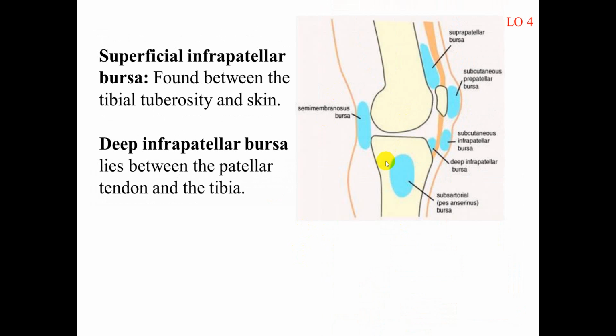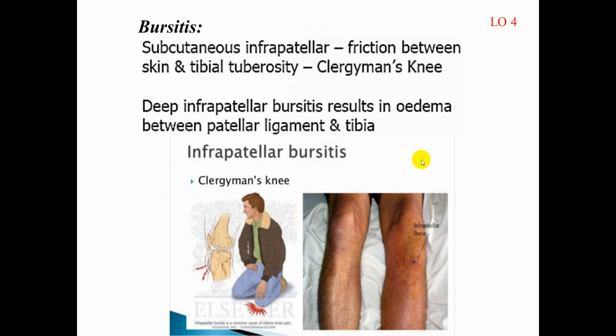The infrapatellar bursa, we have two, one superficial between the skin and the tibial tuberosity and patellar tendon, and the second one is deep between the patellar tendon and the tibia. Any one of these might be inflamed due to friction. Clergyman's knee is due to inflammation of the subcutaneous infrapatellar bursa. Even the deep infrapatellar bursa, although less common, also might be inflamed.